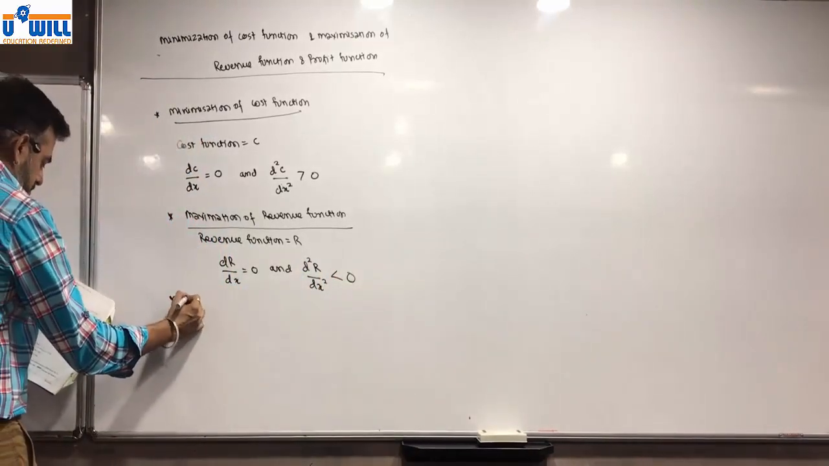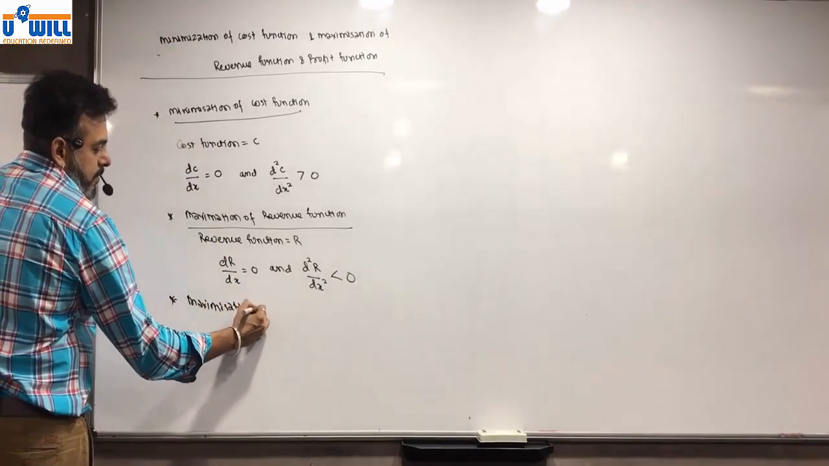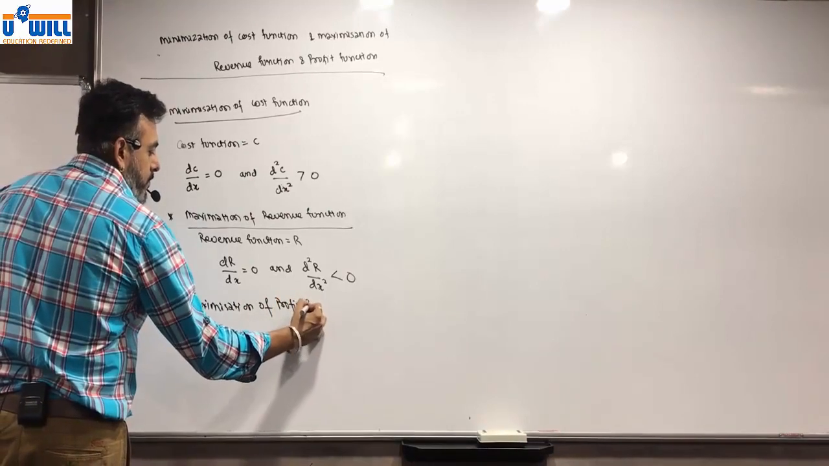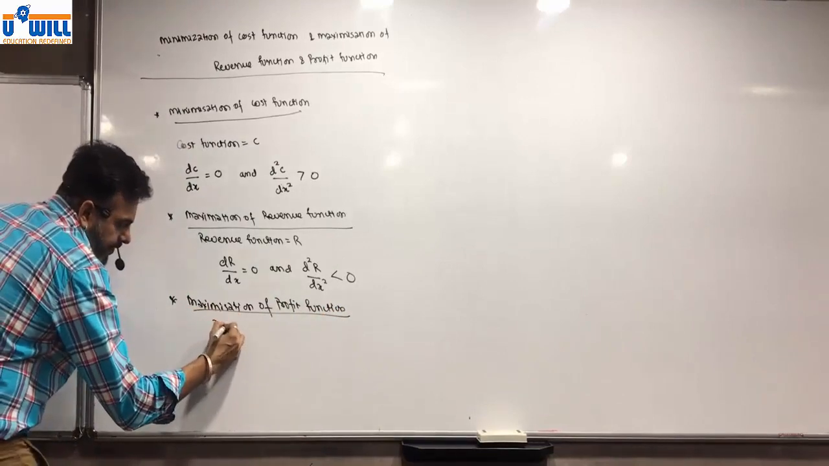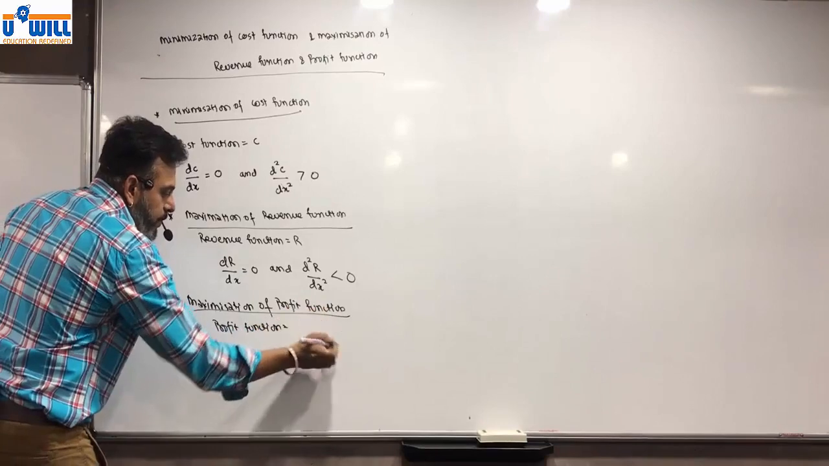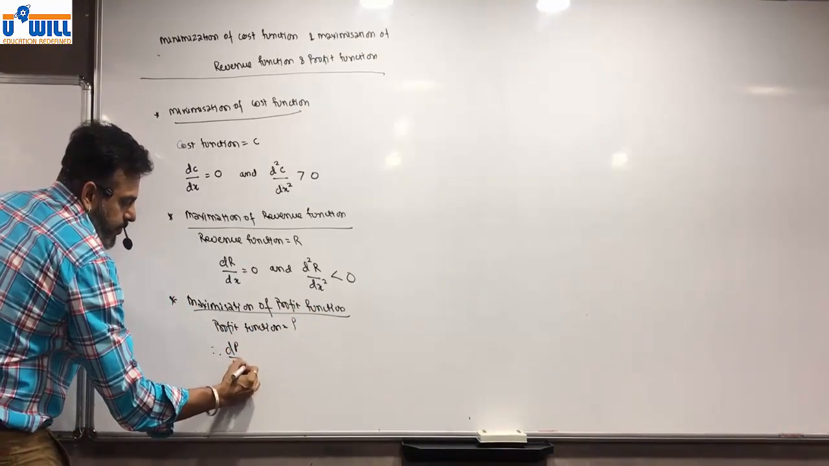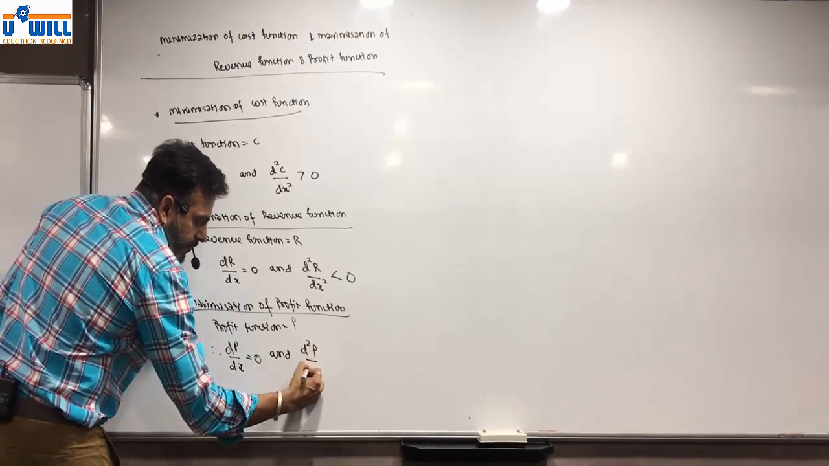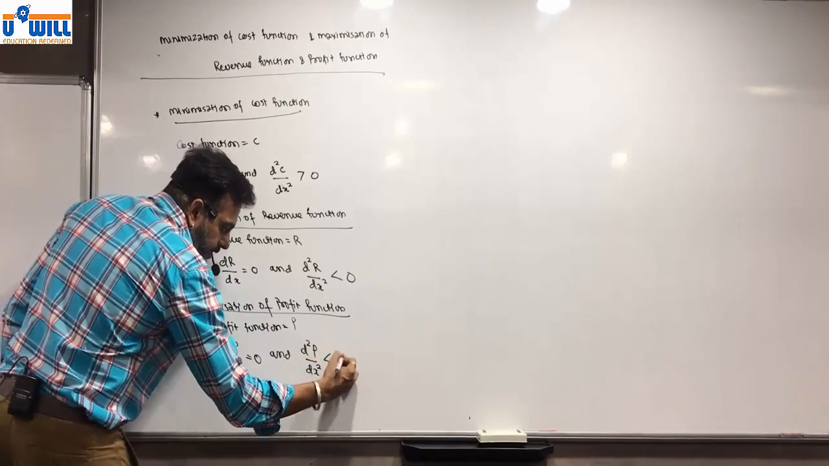And the third one, maximization of profit function is equal to P. Therefore, derivative of P with respect to X is equal to 0, and second order derivative of profit function with respect to X should be less than 0.